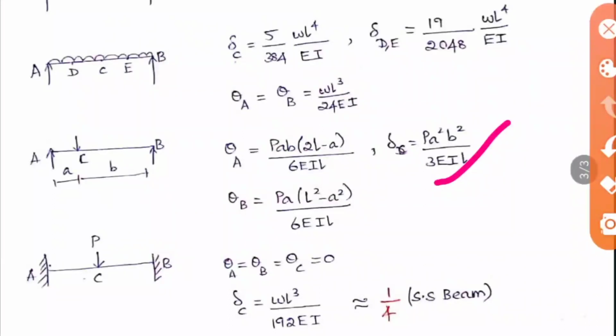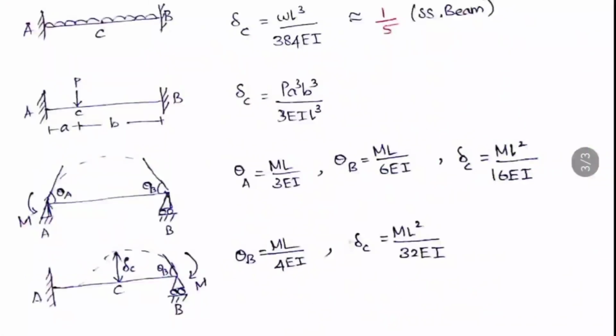And then a fixed beam with center load. Here the rotation theta will always be 0, because as it is a fixed beam, the slope at the ends and at the center is 0. The deflection at C will be equal to WL cube by 192 EI. Remember this as 1 by 4th of the simply supported beam with the same case. If you take the simply supported beam with center load, you get a value, and when you take 1 by 4th of that value, you get this value.